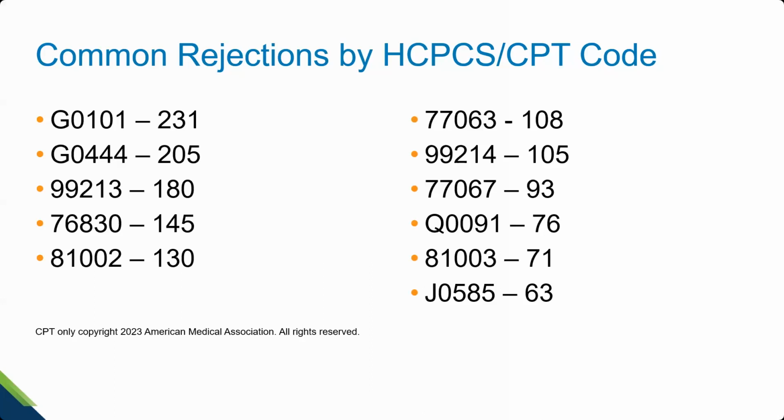G0444 is that annual depression screening. This is denying because no charges were submitted. So 0 charges were submitted for the dollar amount. And it's also being rejected because the claim has been forwarded to Palmetto Railroad Board.